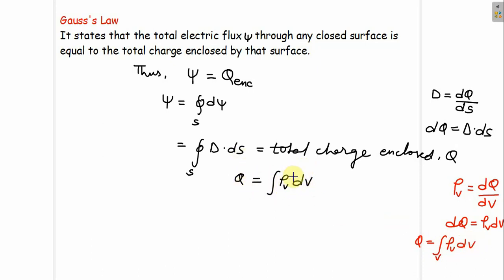Now since both are equal, this psi is equal to this and that is equal to Q, and Q is equal to the integral of rho v dv. So these two relations are equal, and we can further write it: the integral of D dot ds equals the integral of rho v dv. Let it be equation 1.